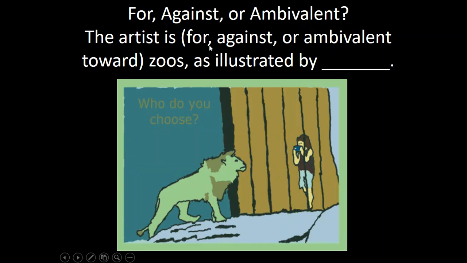Is this stating a definite for or against argument, or is it more ambivalent? I think that this one is ambivalent. The artist is ambivalent towards zoos, as illustrated by the question to the viewer, who do you choose? Or maybe the artist isn't necessarily ambivalent him or herself, but maybe the artist is presenting an ambivalent question.